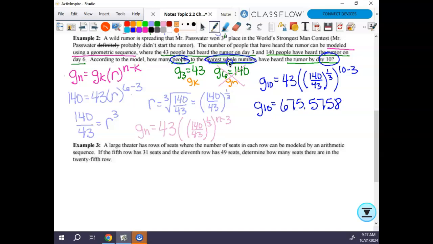But it does say, according to the model, how many people, that's kind of a giveaway there, to the nearest whole number have heard the rumor by day 10. So do you think in this case that we would round up or round down? Okay, I kind of heard both. Let's talk about both here. We're talking about how many people heard a rumor. And it does say to the nearest whole number, which technically would make it 676, right?